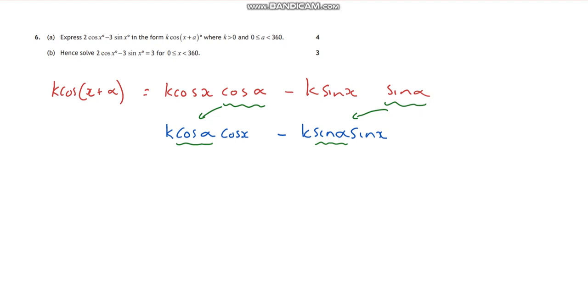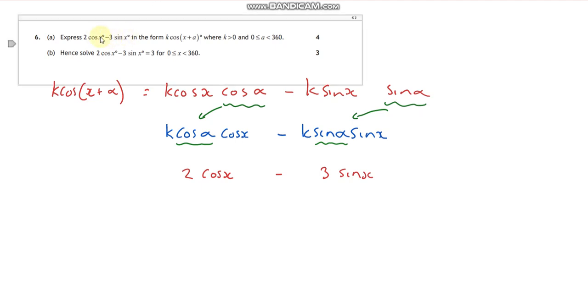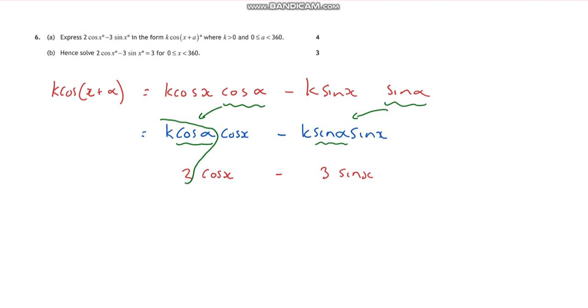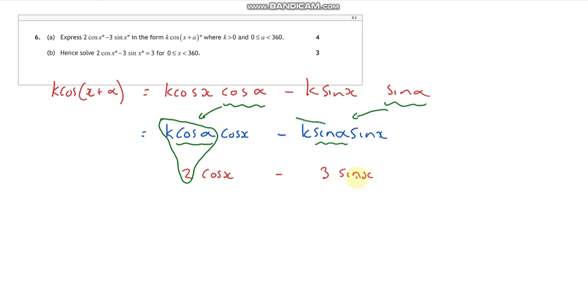I'll do that in red actually. So I've got 2 cos x, take away 3 sine x. So what I was saying was this function can be expressed in this form. So I'm saying that this is the same as this. So if that's the case, it holds that this has to be equal to 2. Because look, cos x and cos x, got a negative and a negative, sin x and sin x, so then this has to be equal to 3.